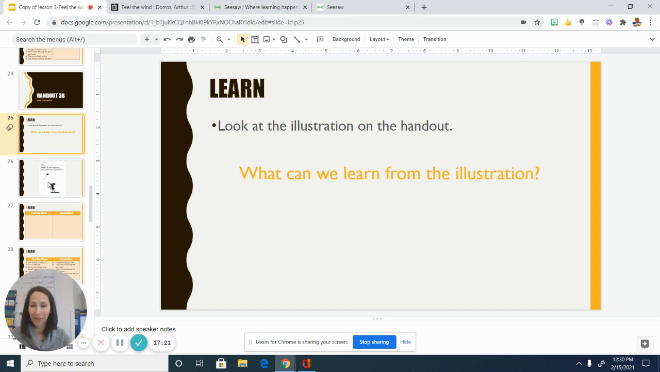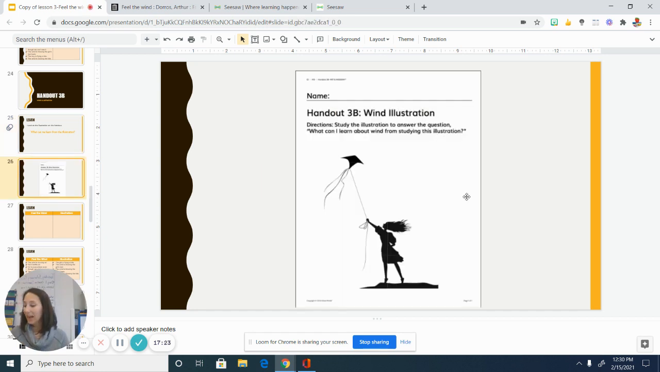Okay, jumping all around here. So this is actually in your Wit and Wisdom Module 3 workbook, but you don't need it for the activity. I have a copy here and then also in the Seesaw activity. But if you would like to take a look at it in the workbook, it is on page handout 3B.